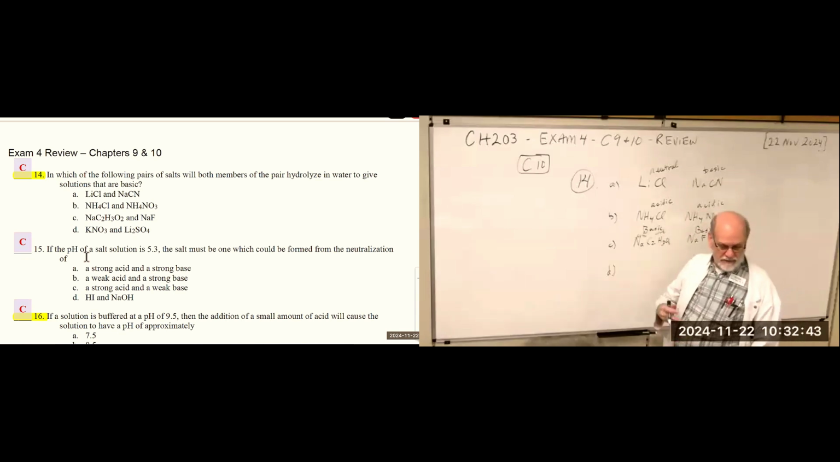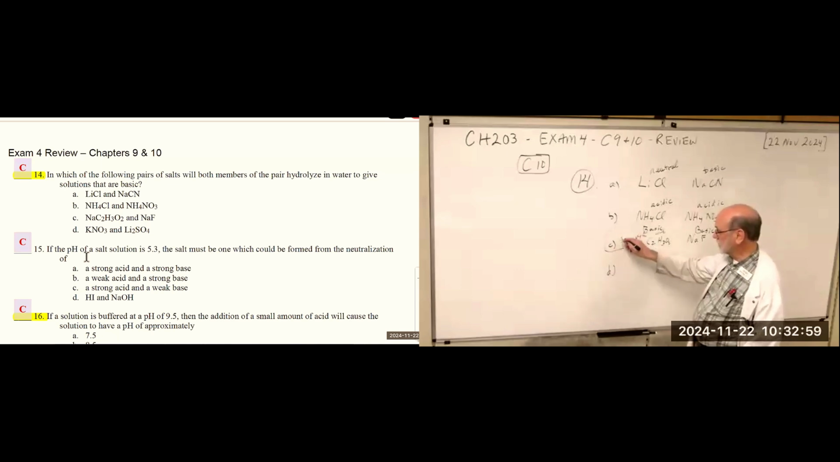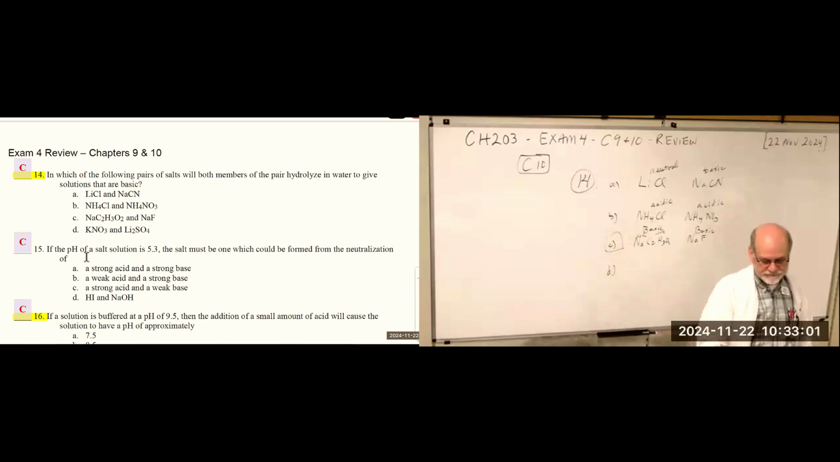KNO3, potassium hydroxide versus nitric acid. They're both strong, which makes neutral. And then lithium hydroxide is strong. Sulfuric acid strong. So we got neutral for this one. So here's our answer there. C. Just using the rule of thumb.